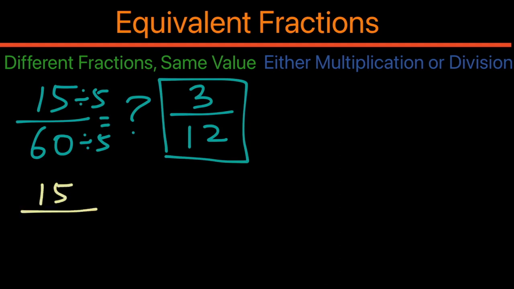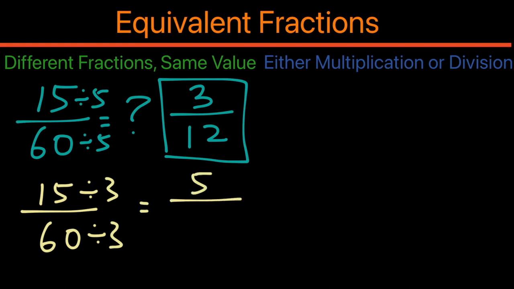You will be able to also divide by a different number if you wish. For example, you can also divide by 3. 15 divided by 3 is 5. 60 divided by 3 is 20. So 5 over 20 is also equivalent to 15 over 60.